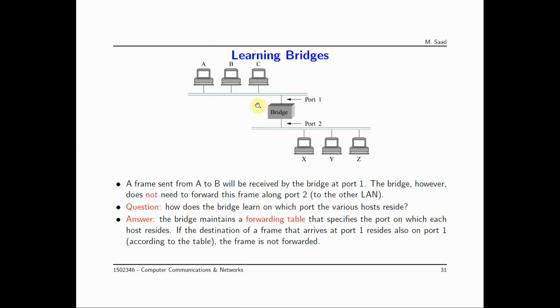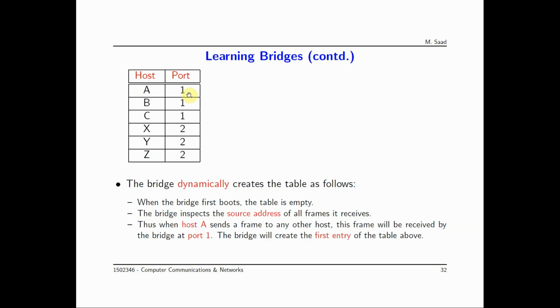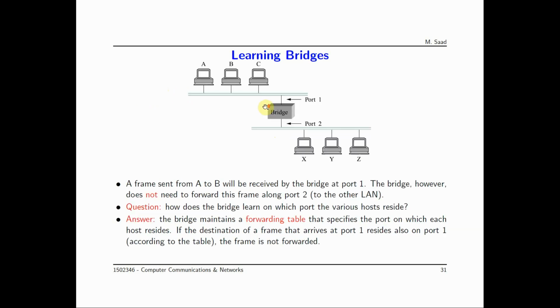Now, where did this frame come from? Did it come from port 1 or from port 2? It came from port 1 because the frame is coming from this LAN. So what does that indicate? The bridge will understand that station A is connected to port 1. So before it forwards the frame, it will create this entry, the first entry. It will put A is connected to port 1.